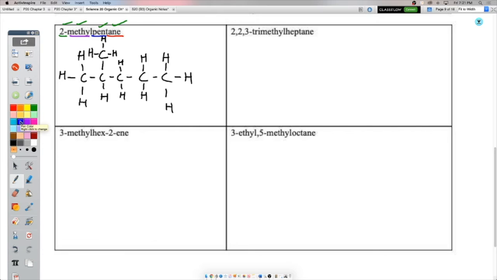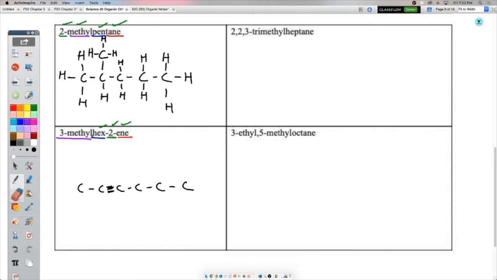Let's do the next one, 3-methylhex-2-ene. Okay, so start with this part. That tells you how many carbons. Hex means 6, right? 1, 2, 3, 4, 5, 6. Okay, done. We've already dealt with the hex part. Next is 2-ene. So ene tells us there's a double bond. 2 tells us where it is, right? So there's a double bond. Where is it? It's on the 2nd carbon. So 1st carbon, 2nd carbon, double bond. Okay, there we go. We've dealt with 2 and ene. What's next?